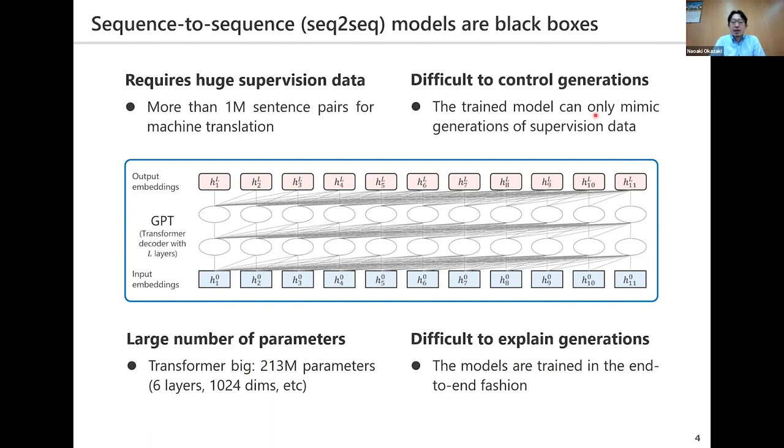Although the sequence-to-sequence models are successful in various NLP tasks, they are black boxes trained with huge data, as Sophia explained in the introduction. Sequence-to-sequence models require huge supervision data, for example, more than 1 million sentence pairs for machine translation and summarization. Because the models are trained to mimic generations of supervision data, there is no mechanism to control generations. In addition, researchers reported the scaling law, which states that the model performance is improved when you use more data, more parameters, and more computation resources. When the model becomes huge, it is difficult to analyze the behavior of the model or why the model generates this output. So instead of splitting the task into subtasks, the model directly learns a task in an end-to-end fashion.